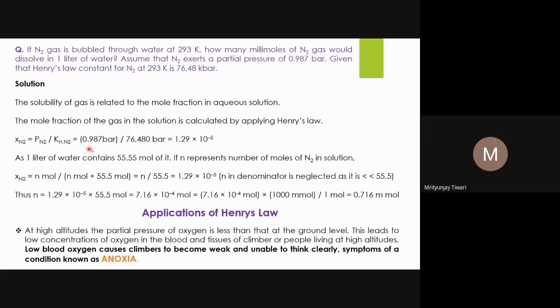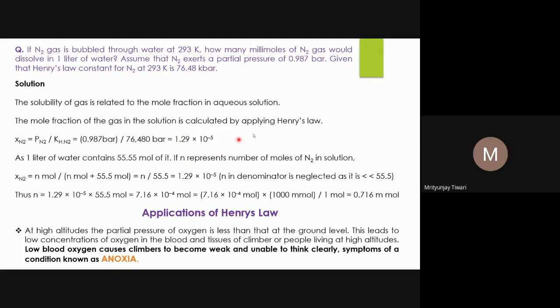So to get both the pressure values in one unit, I have multiplied 76.48 by 1000. So what we get is 76,480 bar. And once you solve this value, what we will get is 1.29 into 10 to the power minus 5. This is a mole fraction, which is unitless, so there is no unit shown here.